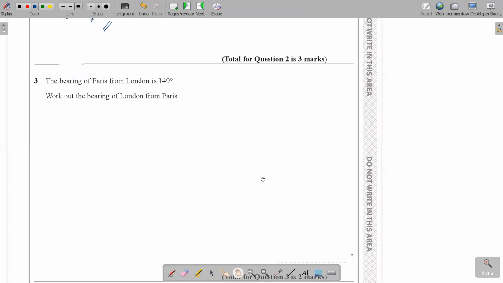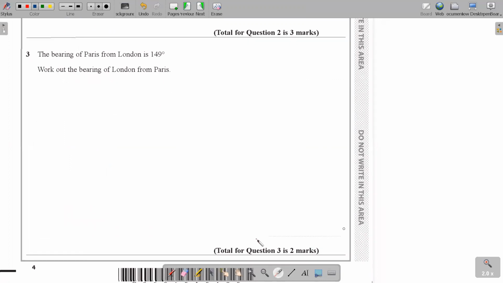Okay, let's move on to question number 3. The bearing of Paris from London is 149 degrees. Work out the bearing of London from Paris. Okay, so let's work on bearings.